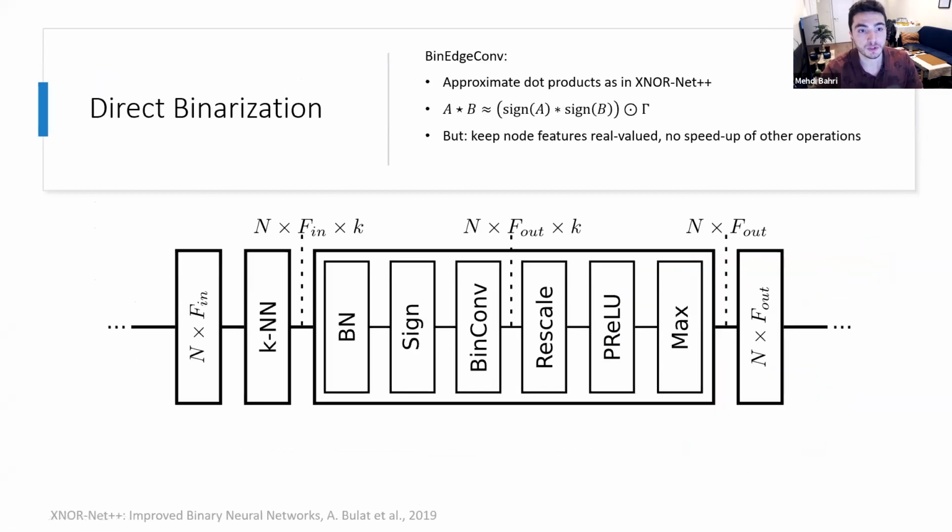The first approach we took is to approximate the dot products as in XNOR-Net++. As a reminder, we approximate the dot product between two tensors by the binary dot product between the quantized tensors and some learnable rescaling tensor. This keeps the output real valued, so it can be used as a drop-in replacement for the original operator, but doesn't provide a speed up for other operations besides the convolution. So it will not speed up the k-NN search, for instance. And we also use PReLU activations.